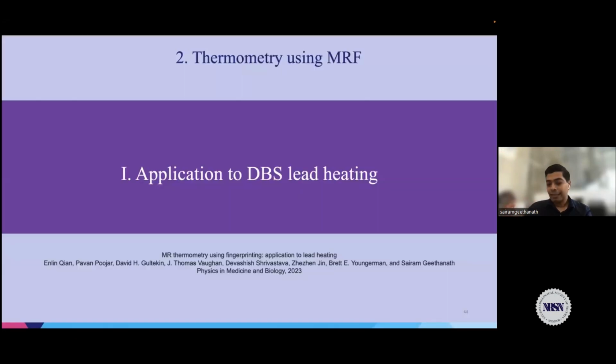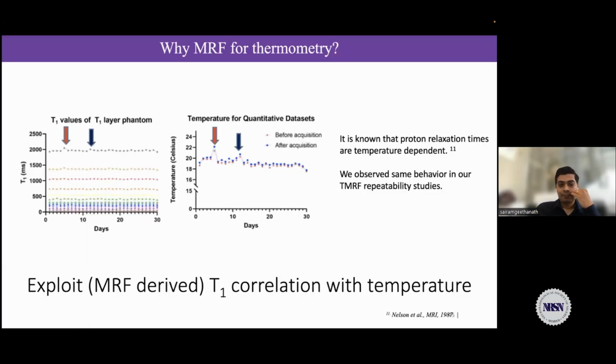Finally, our observation on the change in T1 due to temperature, which has been known for a very long time, led us to looking at the use of fingerprinting in the context of DBS lead heating. And more details are in this publication in Physics in Medicine and Biology. Going back to what we saw based on temperature and the temperature on those days, we knew this from a very long time, but we got this from fingerprinting, and that was our new contribution.